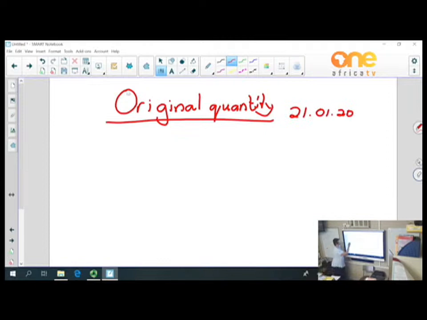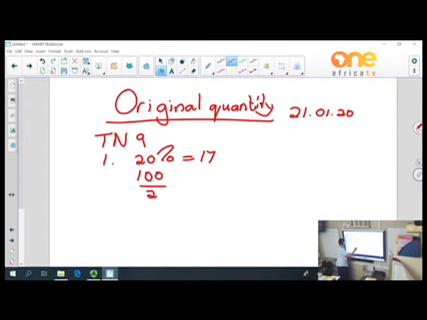Okay, try now 9 that we are looking at. I'm going to do the first one or two first with you. 20% of a number is 17. Find the number. Now, I find it best to write it like this, that 20% is 17. To find the original one, we reciprocal this one. 100 over 20 of 17. And then you can get the original number.